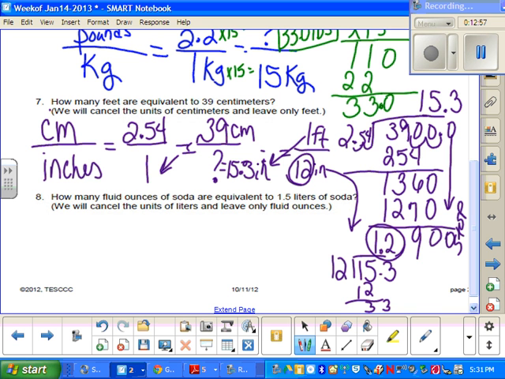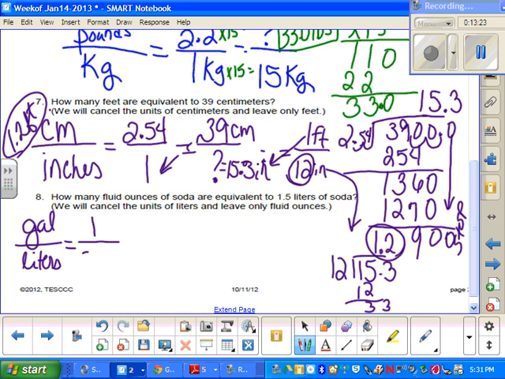And finally, the last one. How many fluid ounces of soda are equivalent to 1.5 liters of soda? So we're going to start out with gallons to liters, because that's what we know. And we know that in 1 gallon, there's 3.79 liters. And we know that we have 1.5 liters. We're lining everything up. And we're looking for how many gallons.